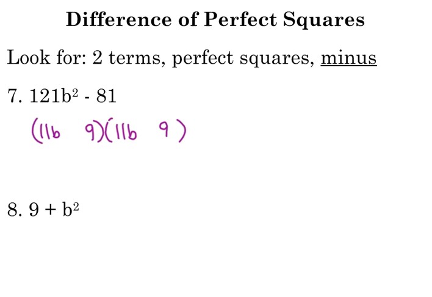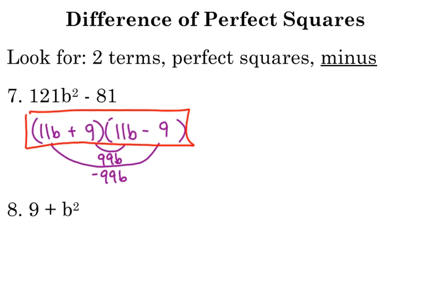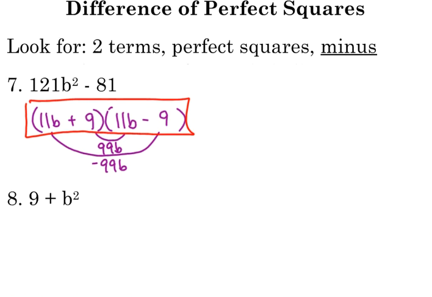And what do we do with our signs on the difference of perfect squares? One is positive, one is negative. The reason for that is because the outside and the inside are going to cancel. Every single time, that's what we need to happen. We need those to cancel so that we just have 11b times 11b, which is 121b squared, and positive 9 times negative 9, which is negative 81. Okay, that's it.